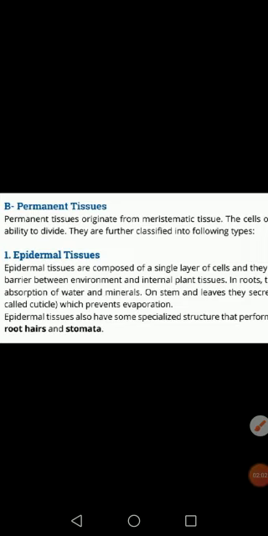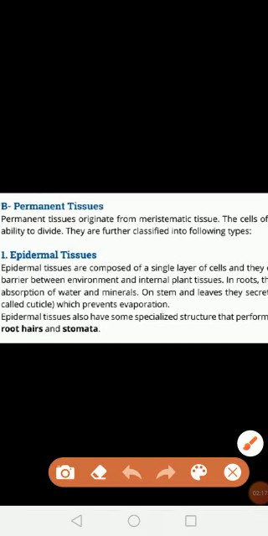Actually, permanent tissues in different parts of the plant perform different functions. For example, in roots, they are responsible for the absorption of water and minerals. Epidermal tissues form specialized structures and then perform a specific function. For example, in the root they are modified into root hairs, and these root hairs are responsible for the absorption of water and minerals from the soil.